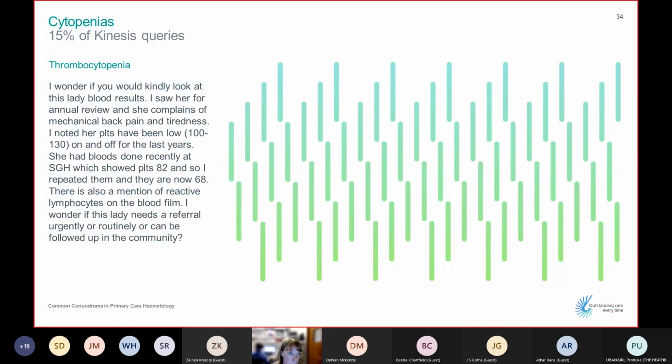And lastly, thrombocytopenias. Now this is another Kinesis query about a patient who's had a full blood count for mechanical back pain and tiredness, and it was noted that her platelets have been low, but only mildly so, for the last few years. But recently they have dropped to 82 and subsequently 68. She's had some reactive lymphocytes on her film. And again, the query is whether this lady needs urgent or routine referral, or whether she could be followed up in the community.